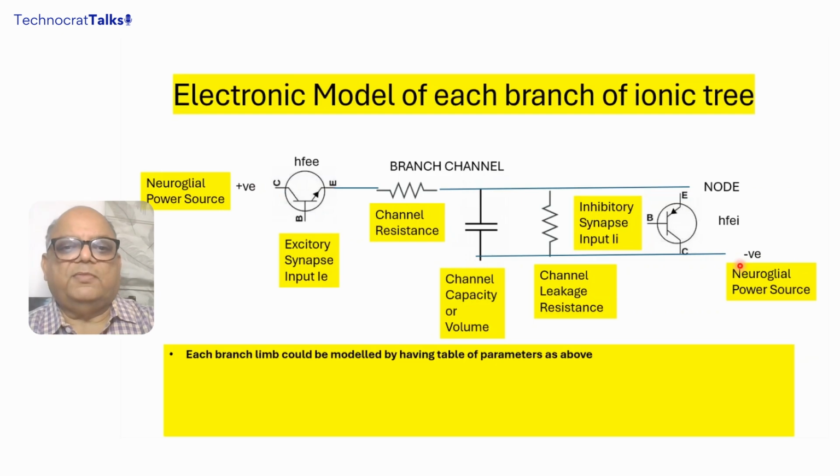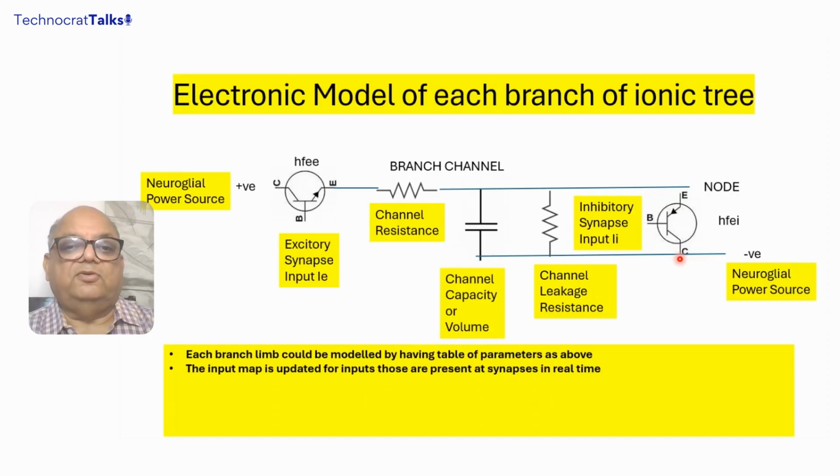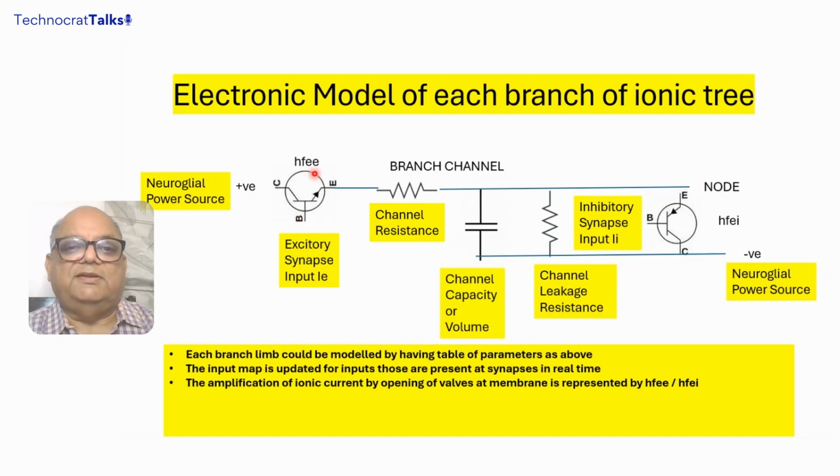So each branch or limb could be modeled by having a table of parameters. You have to substitute the values of all these in a table and you can model them. And then, of course, you have to tell the system which all inputs are there, where all pulses are coming at any given time in real time. So the input map for synaptic input has to be specified in the system. And then you have to multiply that with this amplification factor, etc.